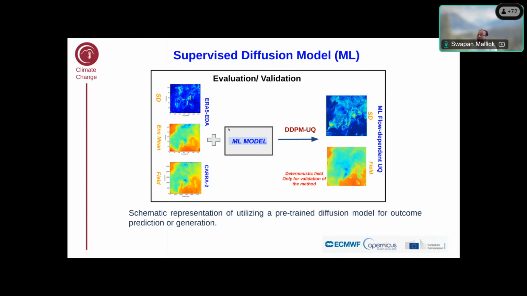So in this methodology, we implement two tasks. One is for downscaling and one is for predicting the uncertainty and field.